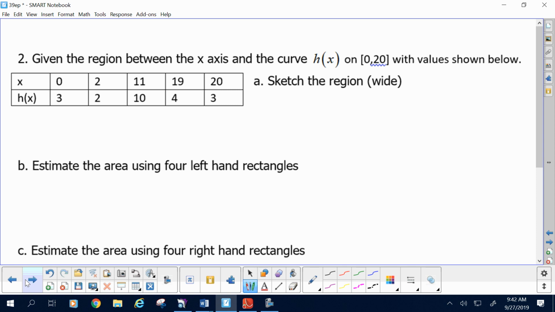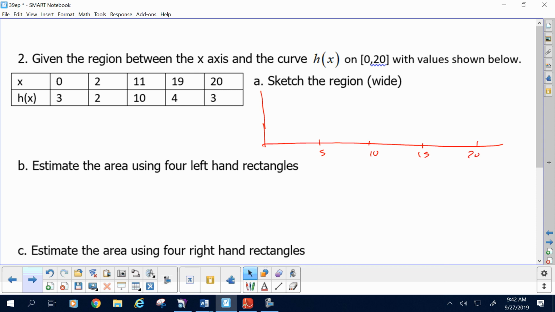If I sketch the region, it doesn't have to be pretty. It doesn't take a lot of time to do this pretty well. I think you'll agree that in X I need to go out to about 20. Okay, so let me place down my numbers. I have an X of 2, 11, and 19, and 20.